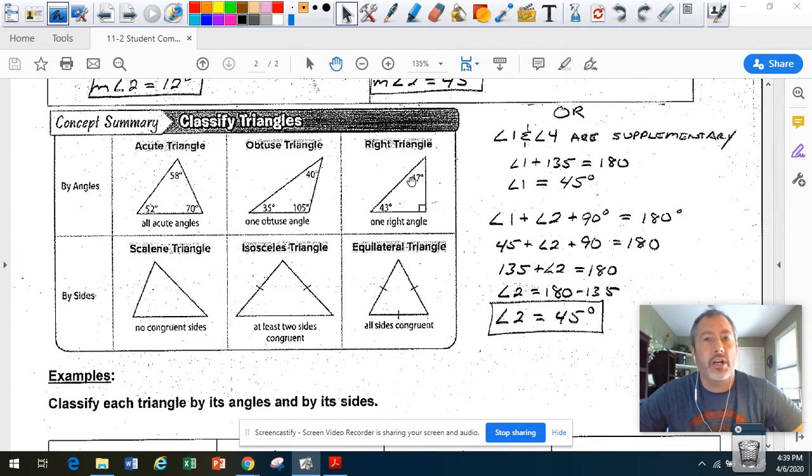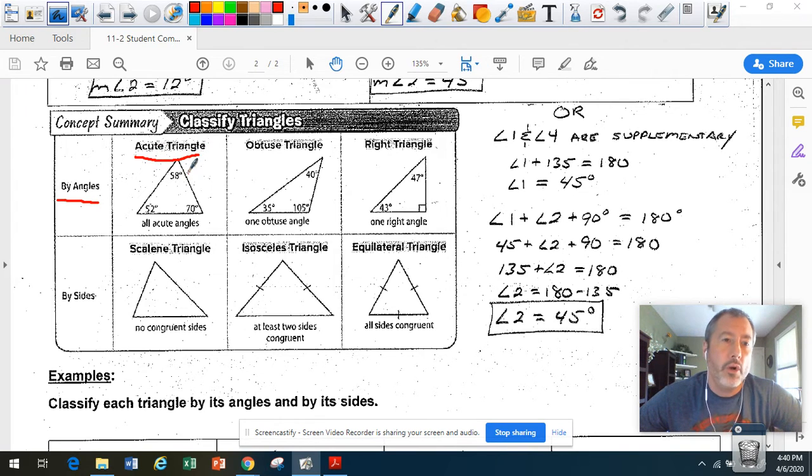Okay, so we're going to classify the types of triangles that we have. We can classify them two ways, by the angles and by their sides. If we start here with the angles first, there are three different ways we can classify them. One, we have an acute triangle, which means all angles in the triangle must be acute. So we've got 58, 52, and 70.